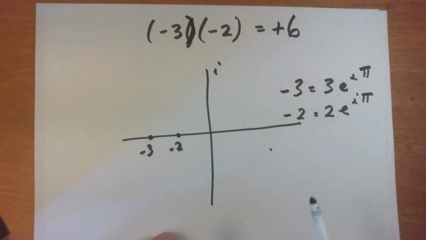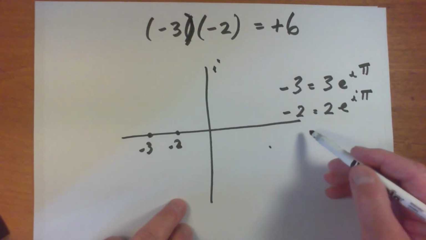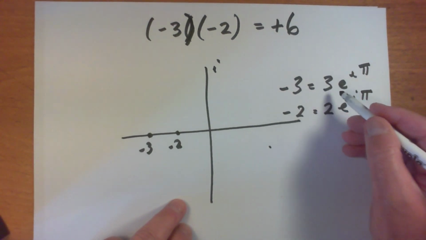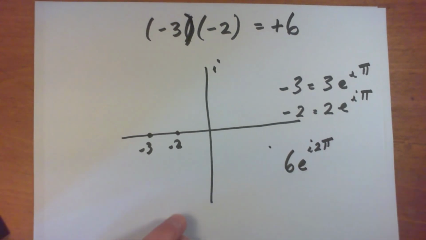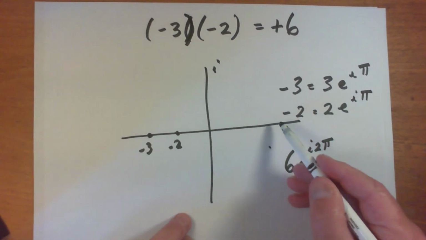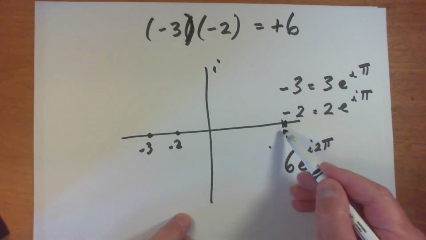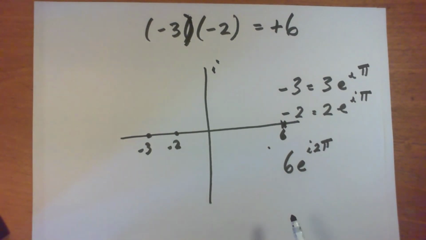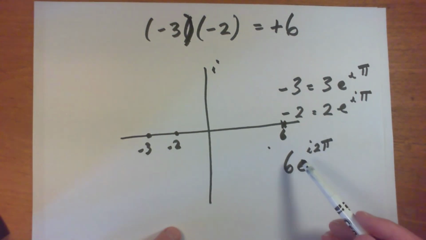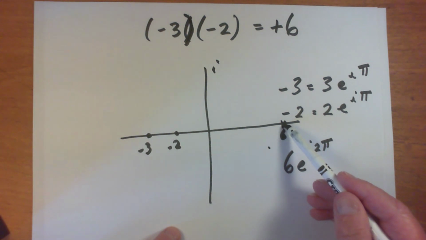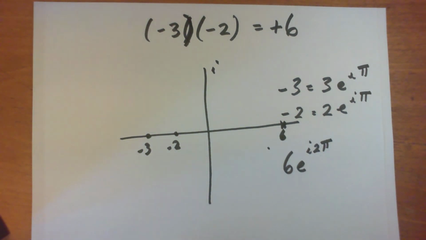So if I was just to multiply those two together, I'll do it down here. Multiplying those two together, I'll get 6 e^(i2π). And where's that? That's down on this axis here, about there, 6. So you can see what I've done. I've produced two negative numbers, multiplied them together, and produced a positive number using complex numbers. So that's how you prove that two negative numbers multiplied together equals a positive number.